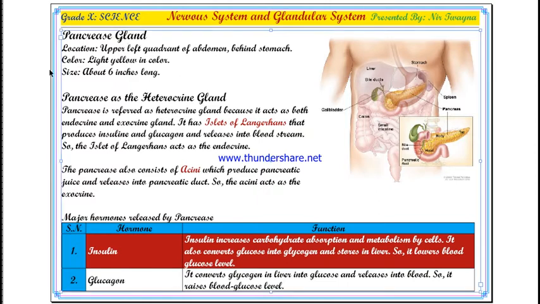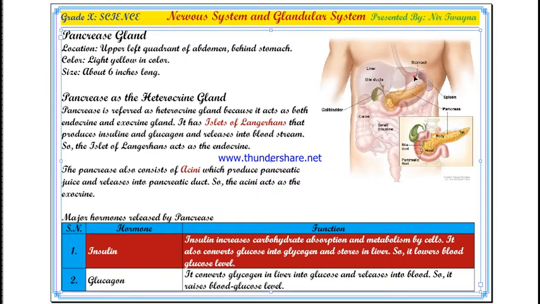Well, the pancreas is present on the upper left quadrant of the abdomen, behind the stomach. Upper left quadrant means your abdomen is divided into 4 quarters: upper left, upper right, lower left, lower right. So the pancreas is present in the upper left quadrant of the abdomen. Quadrant means 1 part out of 4 parts. And it is present behind the stomach.